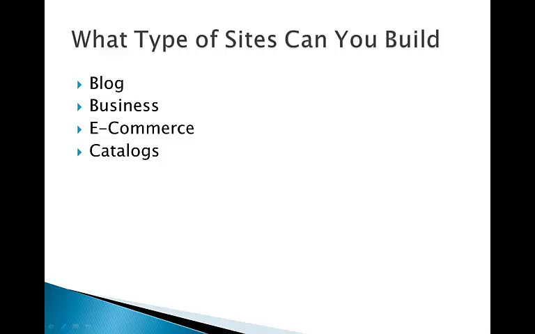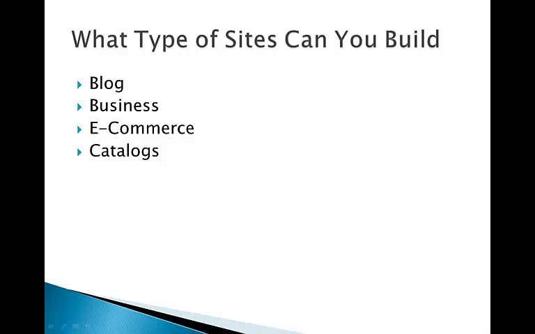So what types of sites can we build with all this stuff we're talking about? Well, a blog is going to be the most common use of WordPress. If you want to share your thoughts, your dreams, your ambitions, maybe you're a photographer, a graphic designer, anything, you just want to share something with the world, you can set up a blog. Again, that's the most common use for WordPress.